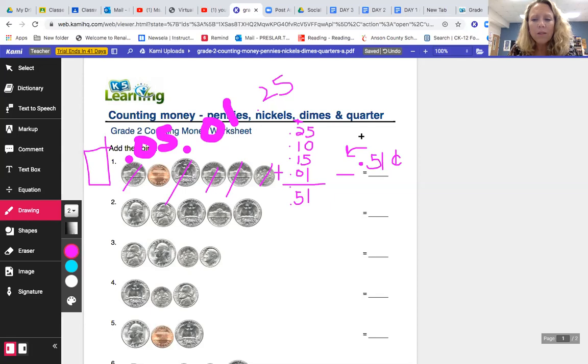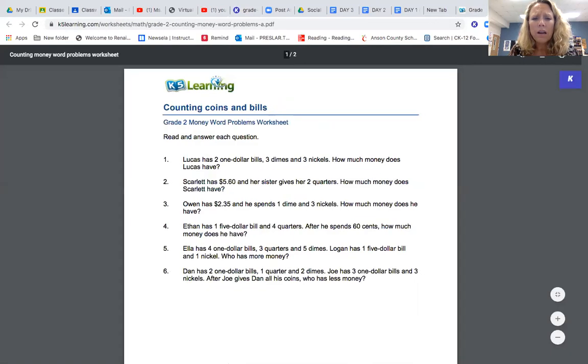The next thing I want to do is take you over to some counting money within word problems. I have pulled up, and this is not the exact assignment from Google Classroom, but it is something similar, and these take a step up from what I just did to show you the increase in difficulty with money counting. But the same process is still in place. So Lucas has 2 $1 bills, 3 dimes, and 3 nickels. How much money does Lucas have?